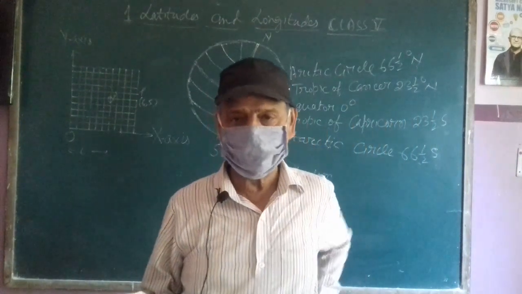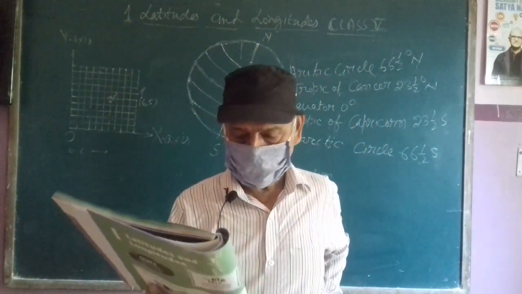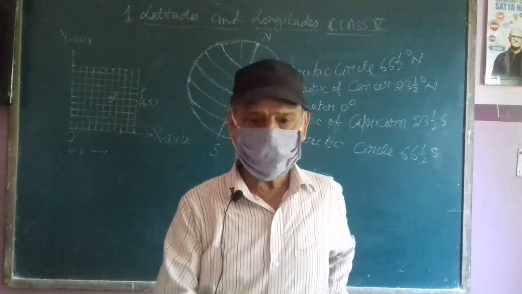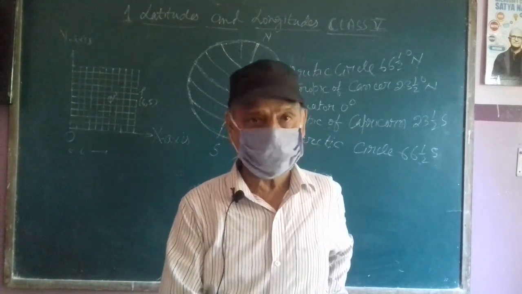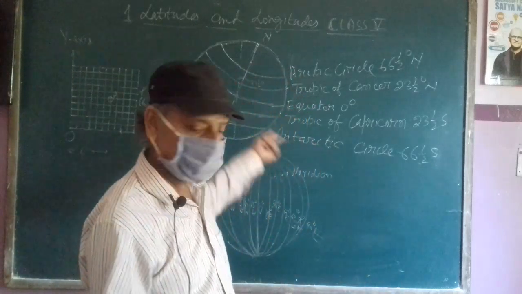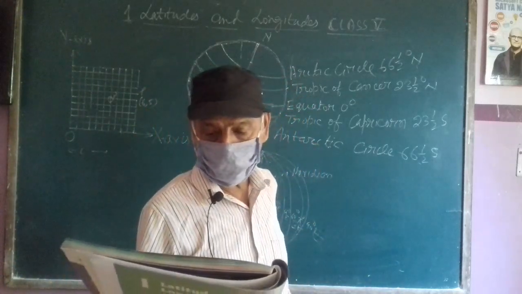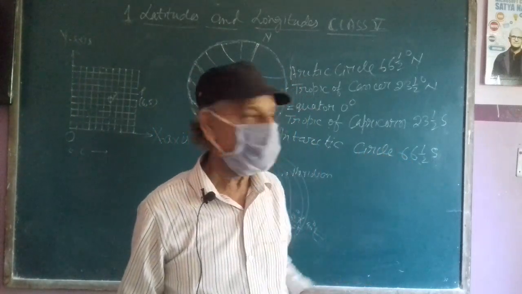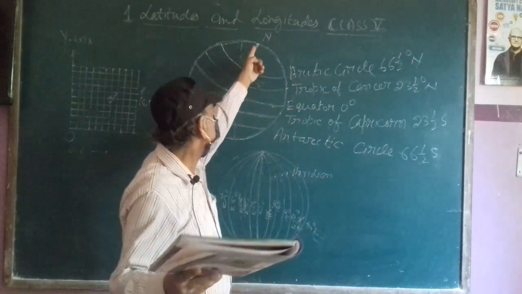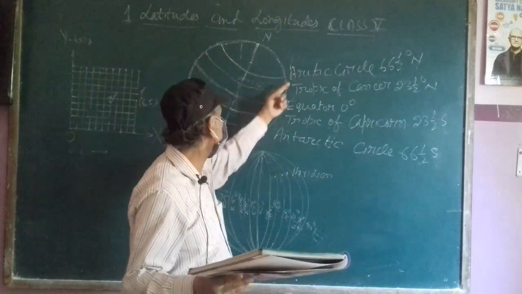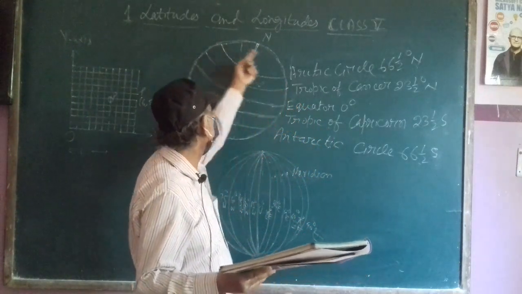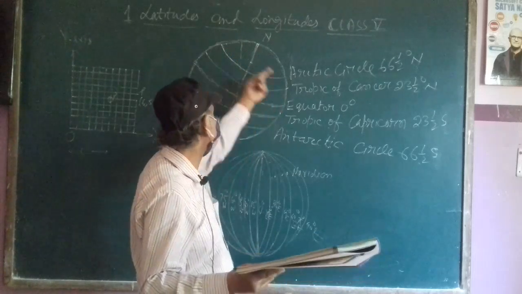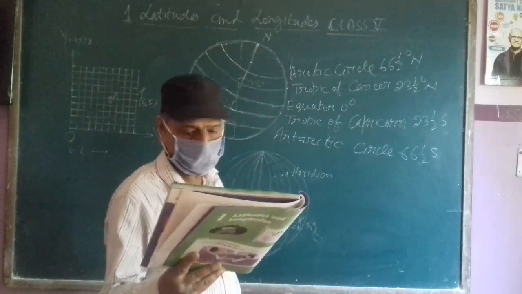See, some features of latitudes. All latitudes are complete circles. You know, they are all complete circles, except the North Pole and South Pole, they are only points, no question arises of circles. They go to the back also. This is the front and the back also. So it is a complete circle.